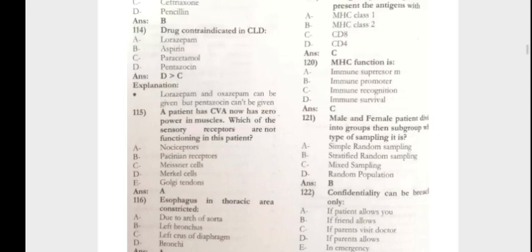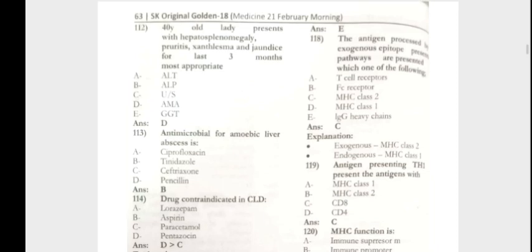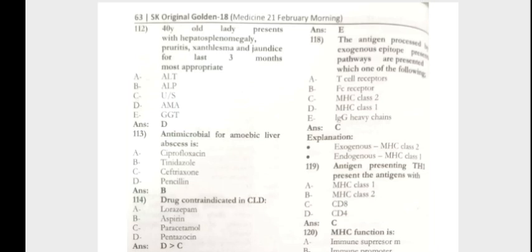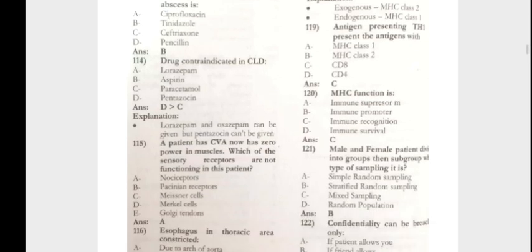The ligament pierced last during the epidural would be the ligamentum flavum. Next, the antigen processed by the exogenous pathway is presented with the following, that is the MHC class 2. Next, the antigen presenting Th1 presents the antigen with the CD4. The MHC function is the immune recognition.